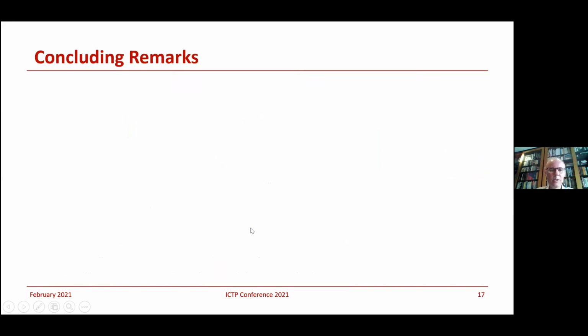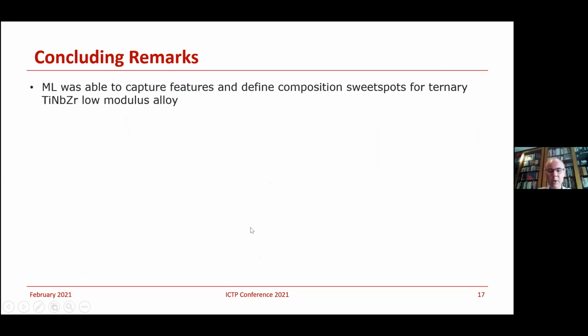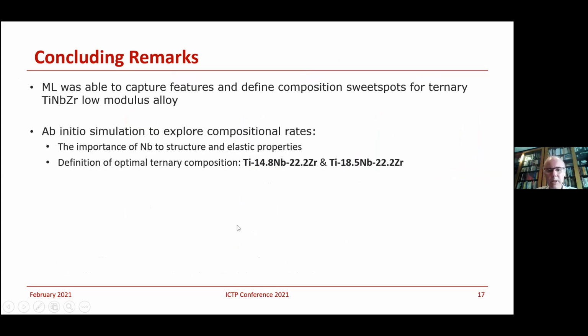Now, just as concluding remarks, the machine learning was able to capture the features, define a composition sweet spot, and figure out a low modulus alloy. The ab initio calculation allowed us to explore the composition ranges. Here in particular you see the importance of niobium to the structural and the elastic properties. And you could get an optimal ternary composition for those applications.